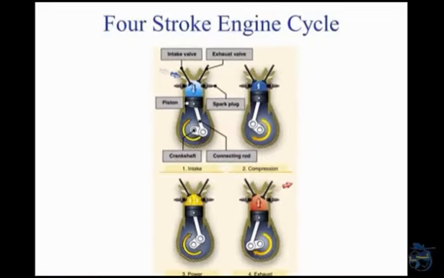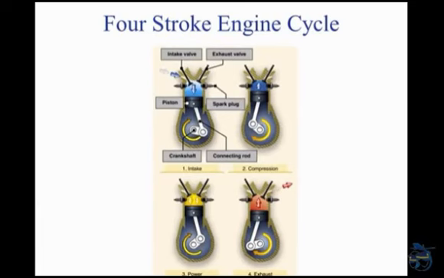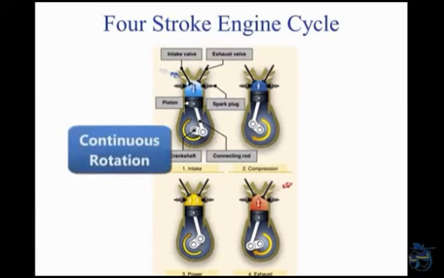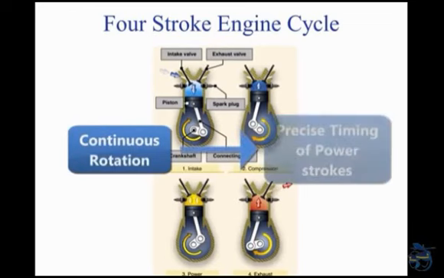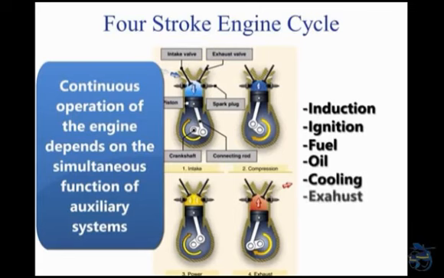Even when the engine is operated at a fairly low speed, the 4-stroke cycle takes place several hundred times each minute. In a 4-cylinder engine, each cylinder operates on a different stroke. Continuous rotation of a crankshaft is maintained by the precise timing of the power strokes in each cylinder. Continuous operation of the engine depends on the simultaneous function of auxiliary systems, including the induction, ignition, fuel, oil, cooling, and exhaust systems.